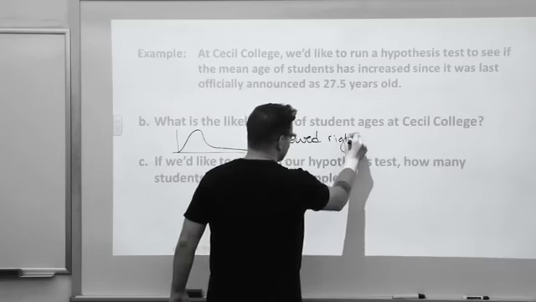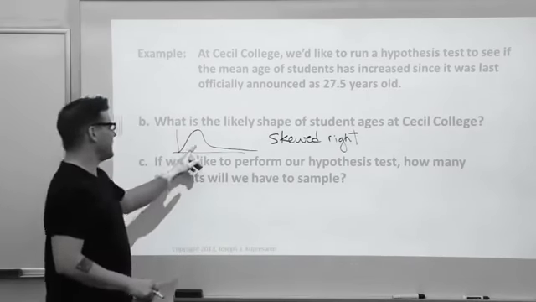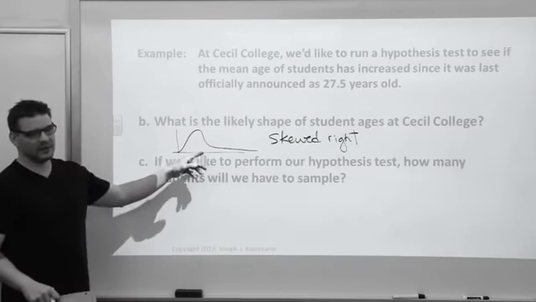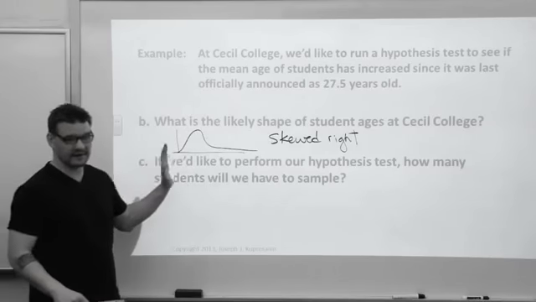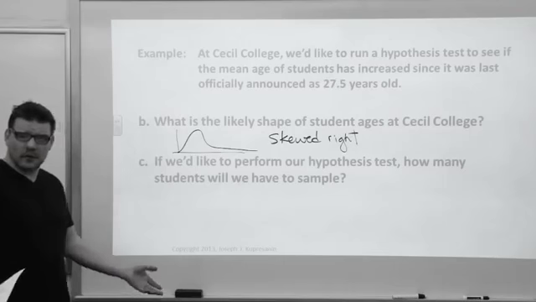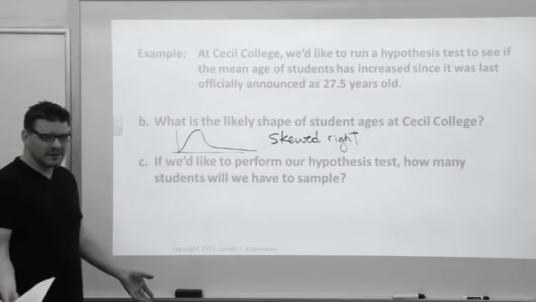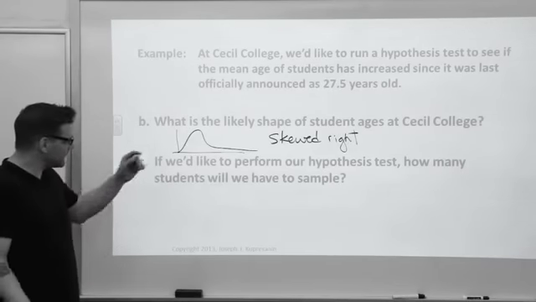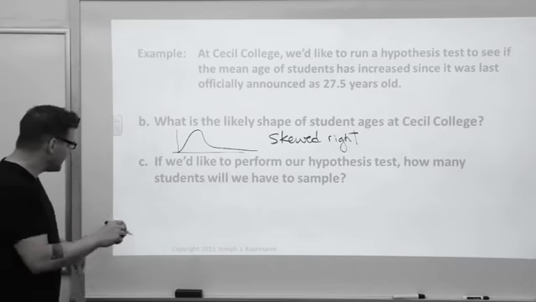Long tail to the right, lots of data piling up at 17, 18, 19, 20, 21-year-olds, of course, and then as you get older. Do we have 60-year-old students? Of course. Are there lots of 60-year-old students? Not that many, right? So it'll taper off, skewed to the right.